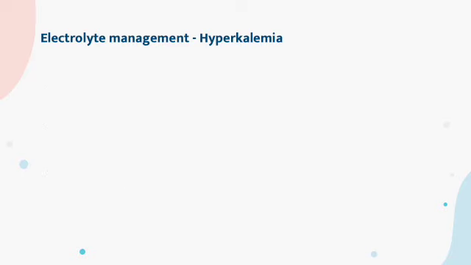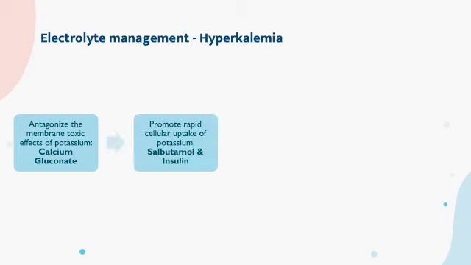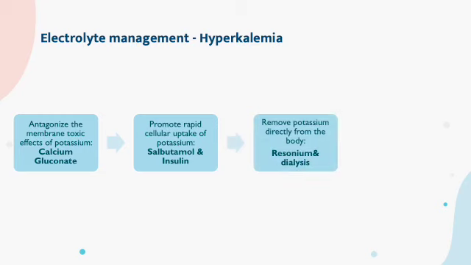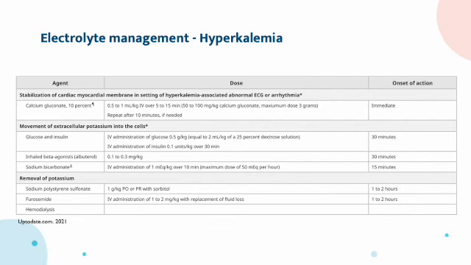Management principles of hyperkalemia include antagonize the membrane toxic effect of potassium by calcium gluconate, promote rapid cellular uptake of potassium by salbutamol and insulin, remove potassium directly from the body by resonium and dialysis, and discontinue source of exogenous potassium like drugs or fluid. This is a nice table from UpToDate showing agents that are used to treat hyperkalemia with their mechanism of action and dosage.